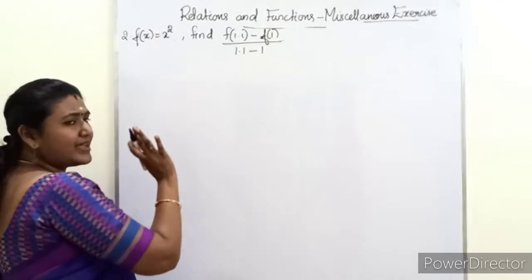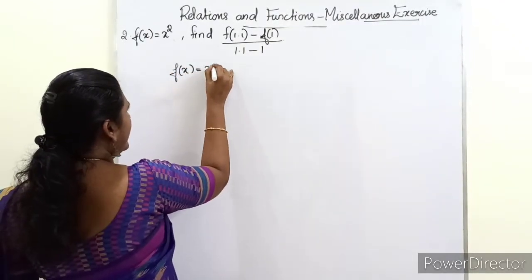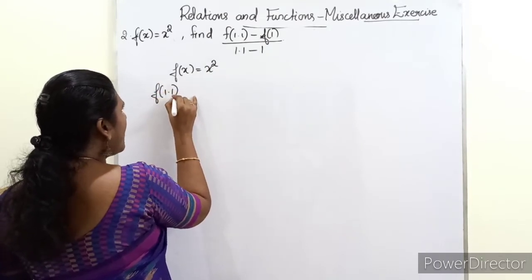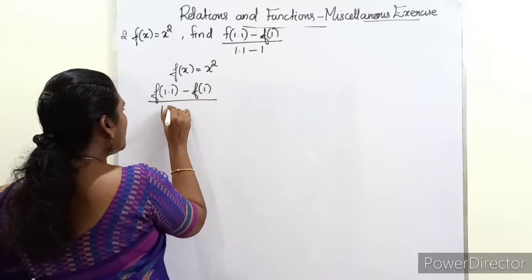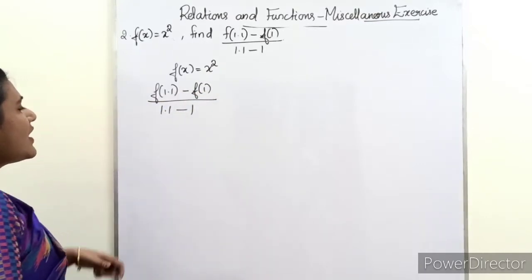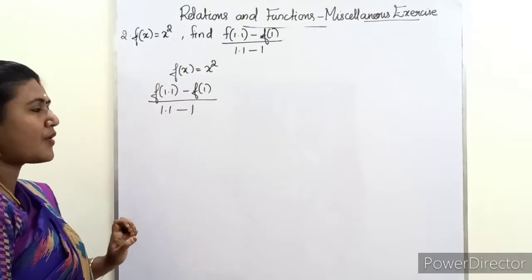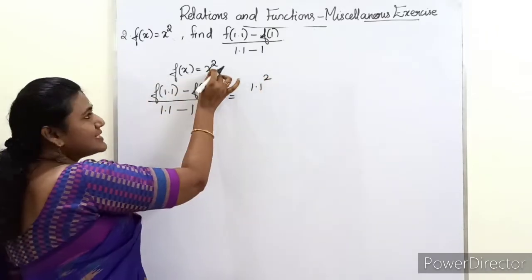So here, this is a very simple question. Here f of x is equal to x square, and we have to find the value of f of 1.1 minus f of 1 by 1.1 minus 1. Since f of x is equal to x square, what will be f of 1.1? 1.1 the whole square, because f of x is x square, no?